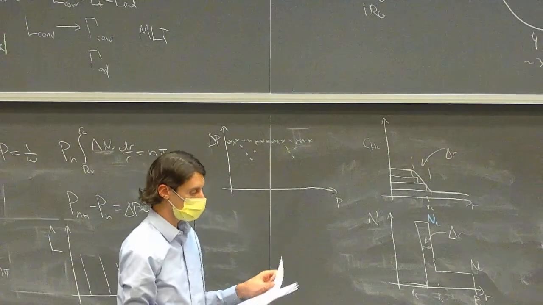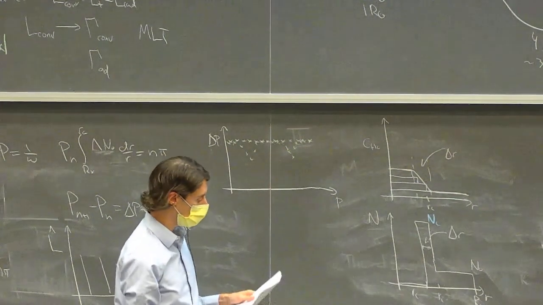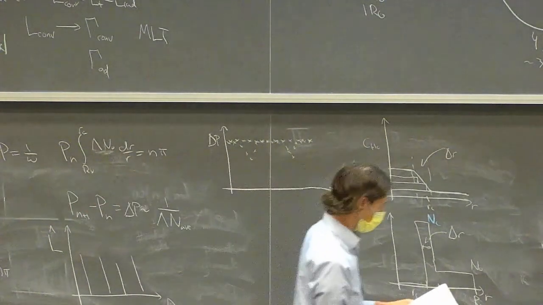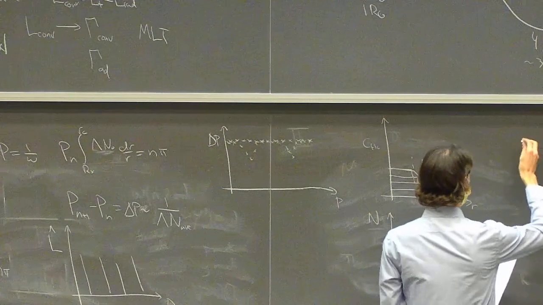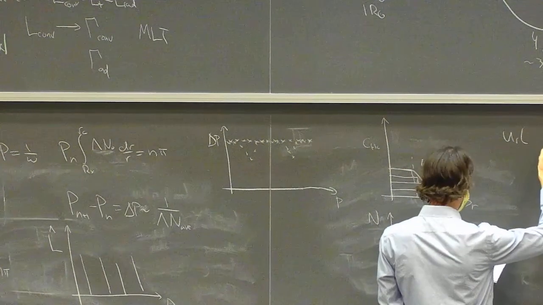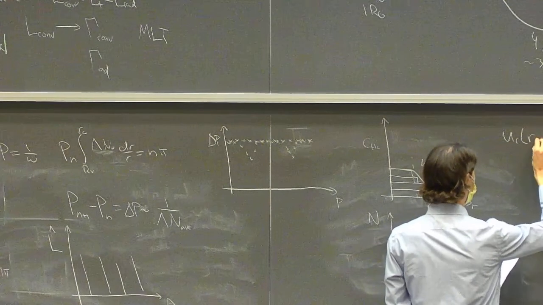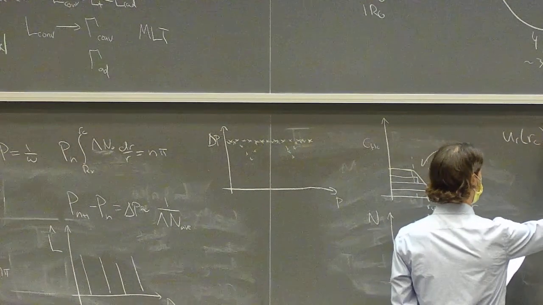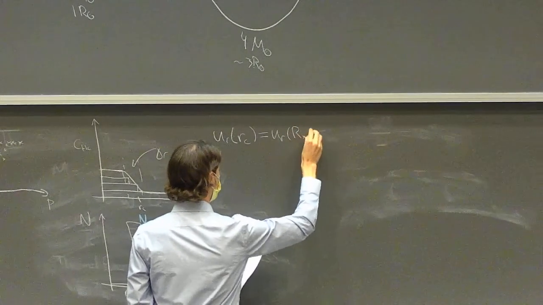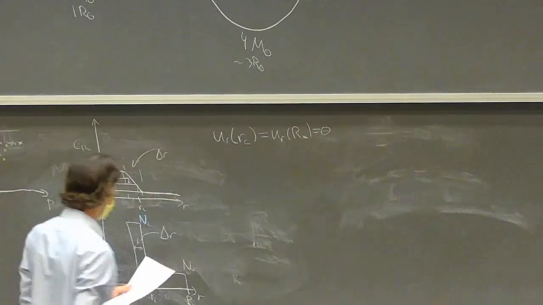Okay, so how does this change our calculation that we did over here? Well, as before, to get the eigenvalues, we want the condition that the radial velocity at the convective core and the radial velocity at the surface are both equal to 0.